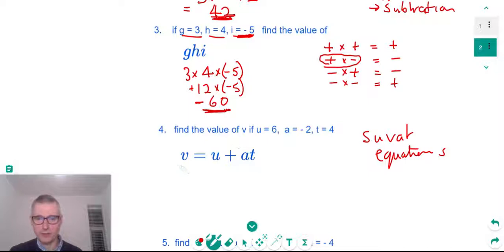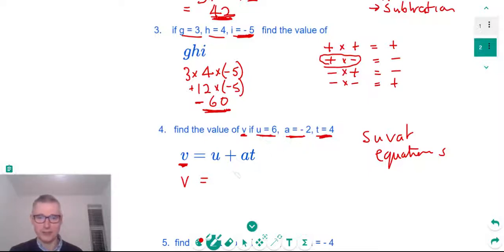So we're trying to find the value of v, which in the case of SUVAT, v would stand for velocity. And what we're given is u is equal to 6. u would stand for initial velocity in the SUVAT, a would stand for acceleration, and t would stand for time. So we're going to put these values into this and find out what our value for v is. So we can just write v as it is and then replace each one of these letters by the number.